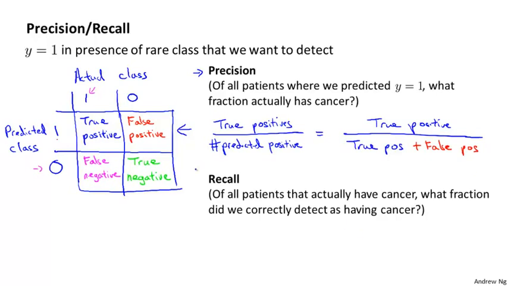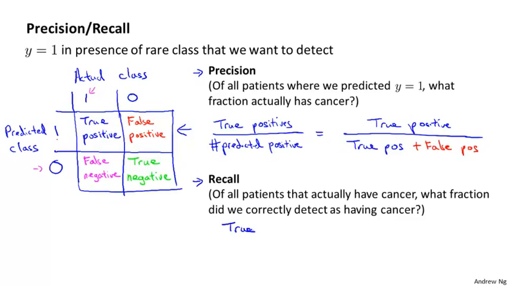The second number we're going to compute is called recall. What recall says is, of all the patients in, let's say, the test set or the cross-validation set, of all the patients in the data set that actually have cancer, what fraction of them did we correctly detect as having cancer? So if all the patients have cancer, how many of them did we actually go to and correctly tell them that we think they need treatment?